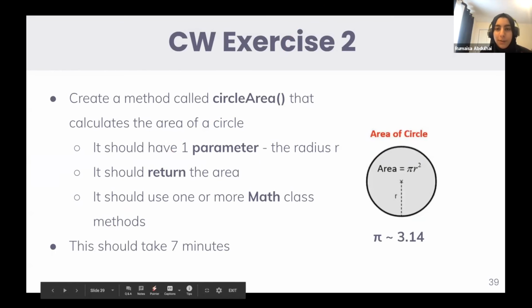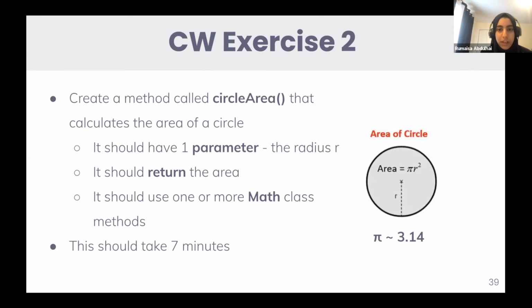So based on what we learned, I want you guys to make a method called circle area that calculates the area of a circle. So if you want to remember, again, the area of a circle is A equals pi r squared, where pi is a constant, and you should use 3.14 for that, so you should have a separate variable. So the method circle area should take in one parameter, that should be the radius r, and it should return the area.